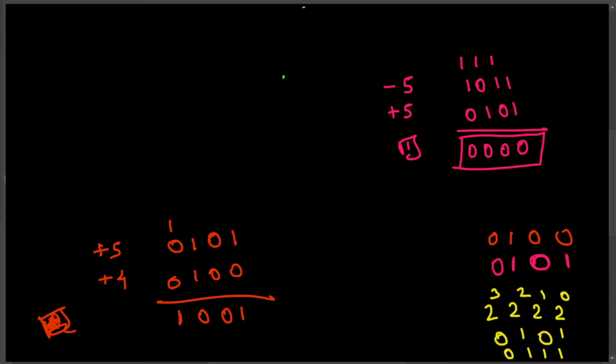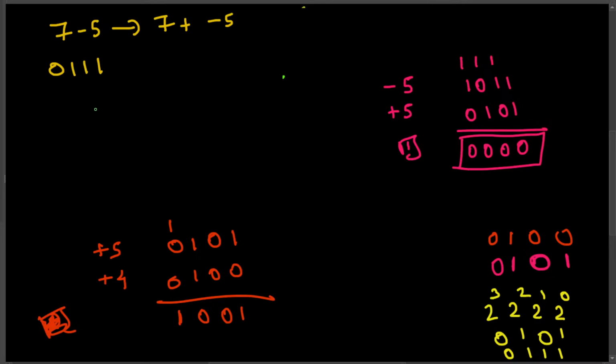Okay, so let's try this one. Let's say we have 7 minus 5. You can represent this one as 7 plus minus 5. And 7 in binary, convert this one into binary. We have 4 2 1, that is 0 1 1 1. So 7 represents 0 1 1 1, and for 5 we have to take the 2's complement.